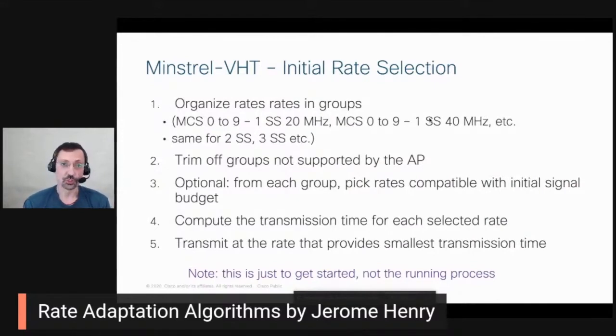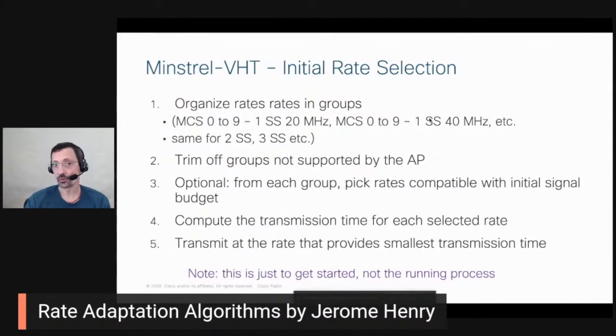One thing you can do, which is very logical, is to organize your rates into buckets, groups of rates that work together. For example, everything which is one stream, 20 megahertz, that's one group. Everything which is 2 streams, 80 megahertz, for example, could be another group. So you're going to create buckets of things that have the same stream count and the same channel width. Okay, so you have your different data rates in those buckets.